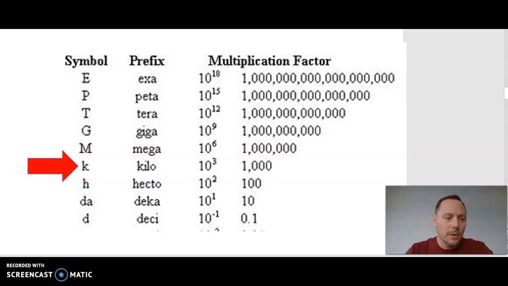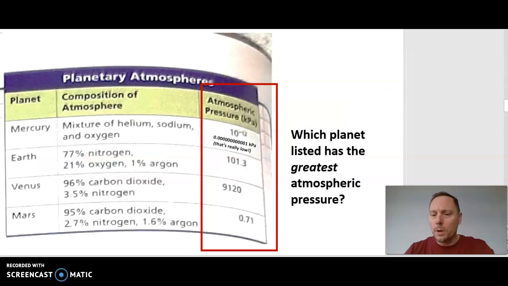Now we understand what the units are in, and it's simply a matter of which one has the greatest atmospheric pressure. We can see Mercury, 10 to the negative 12th power. That is really a small number. That's a low atmospheric pressure. Mercury, I don't even think you have much of any atmosphere, so we can cross that one off the list. Of the other remaining 3, Earth is at 101.3 kilopascals, Venus is at 9120 kilopascals, and Mars is at a weak 0.71. Which one do you think is the greatest atmospheric pressure? Or which is the biggest number?